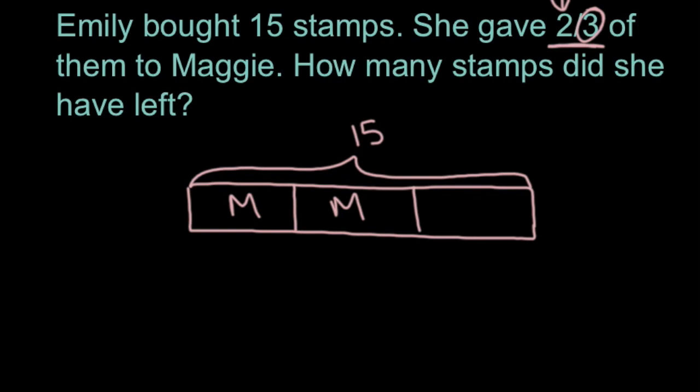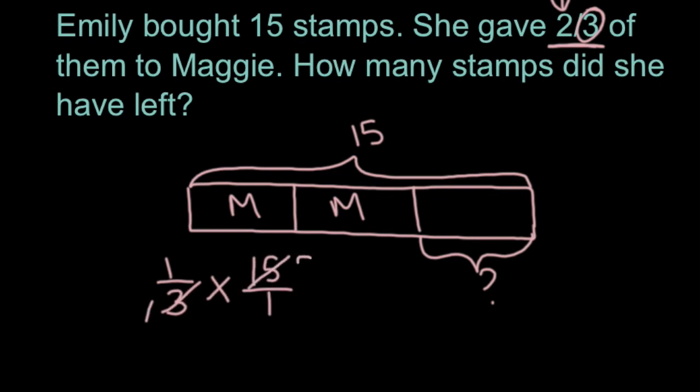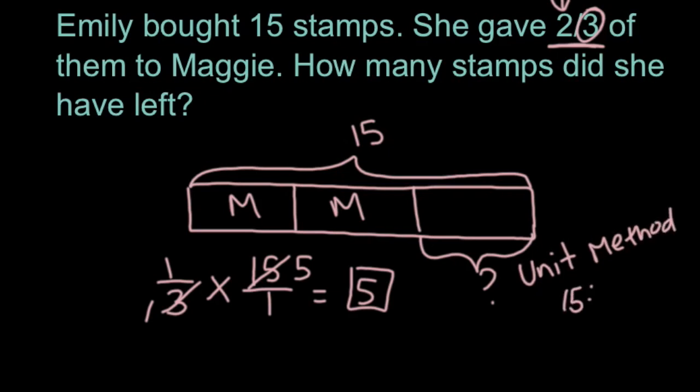How many stamps did she have left? Now I can label my question mark. So to solve this problem, I'm finding 1/3 of, which we know means times, 15. When I solve this, I can cross cancel, and I would get 5. Or you might have seen that you could solve this using the unit method. Using the unit method, you would see that we have 15 in all, and we needed to divide by 3 in order to find just 1 unit, which is 5. So she has 5 stamps left.